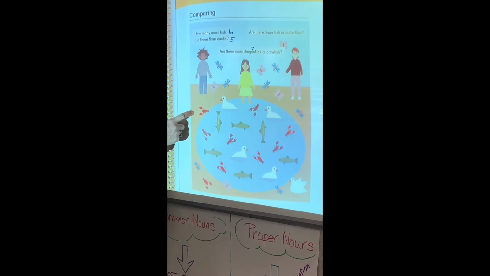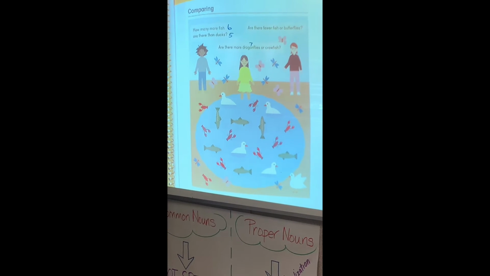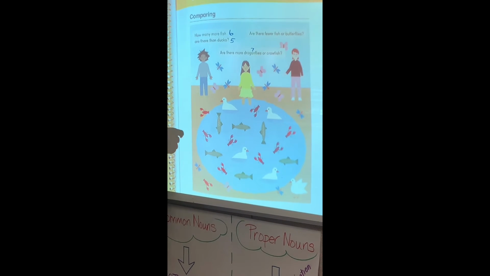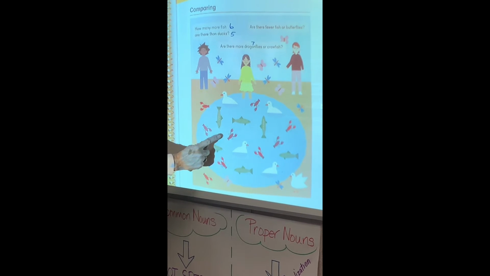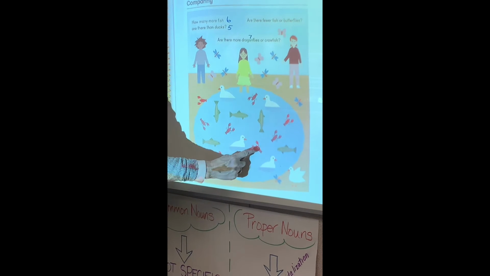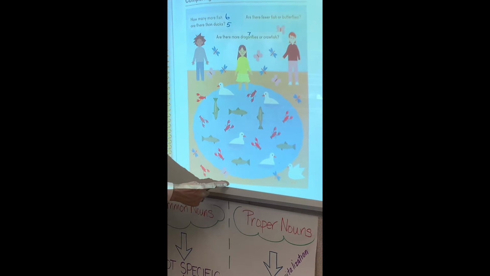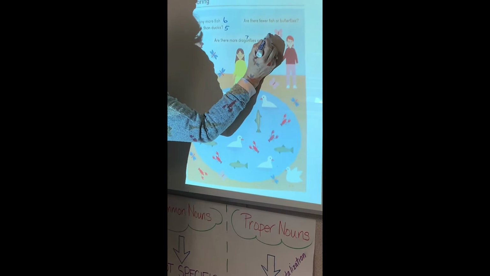Crawfish. Now for those of you who may not know what a crawfish is, this is a crawfish, okay? And we have some out of the water and we have some in the water. So we're going to have to be careful how we count them. Let's count together. 1, 2, 3, 4, 5, 6, 7, 8. I'm going to put that right above the word crawfish.